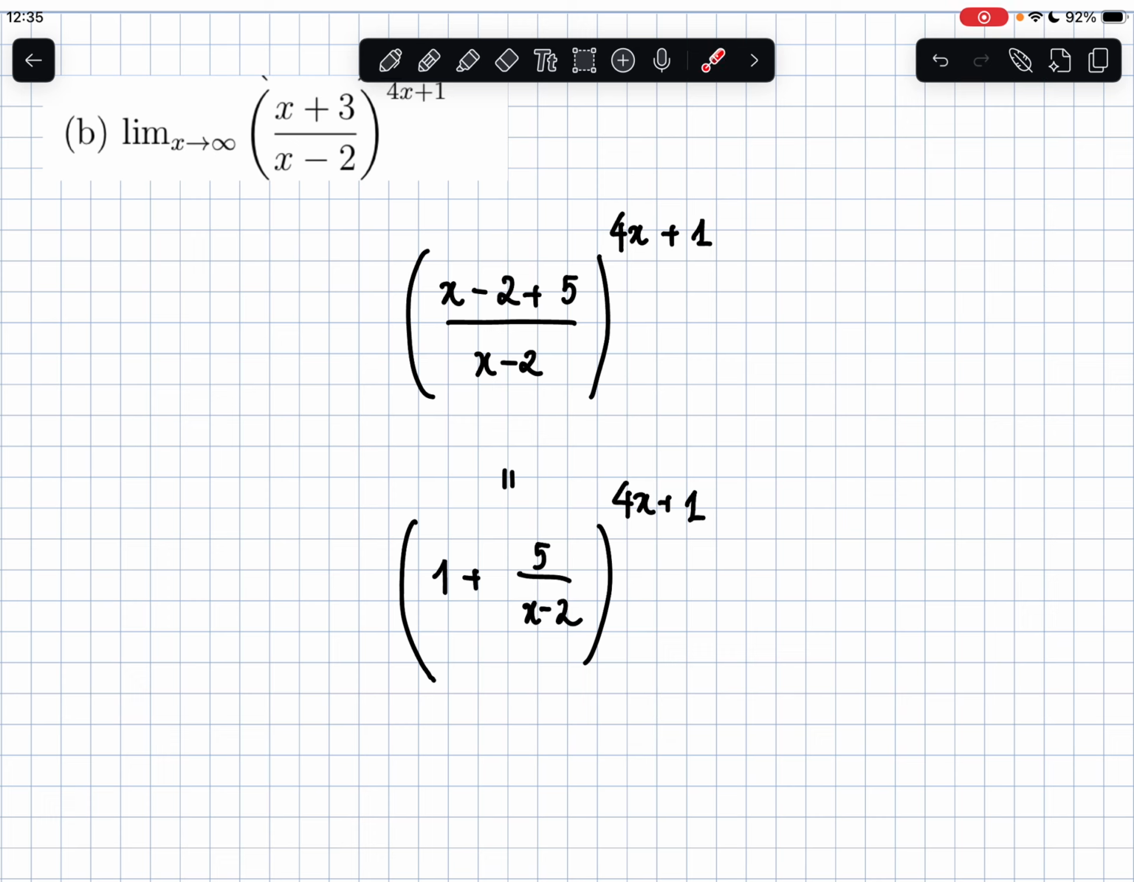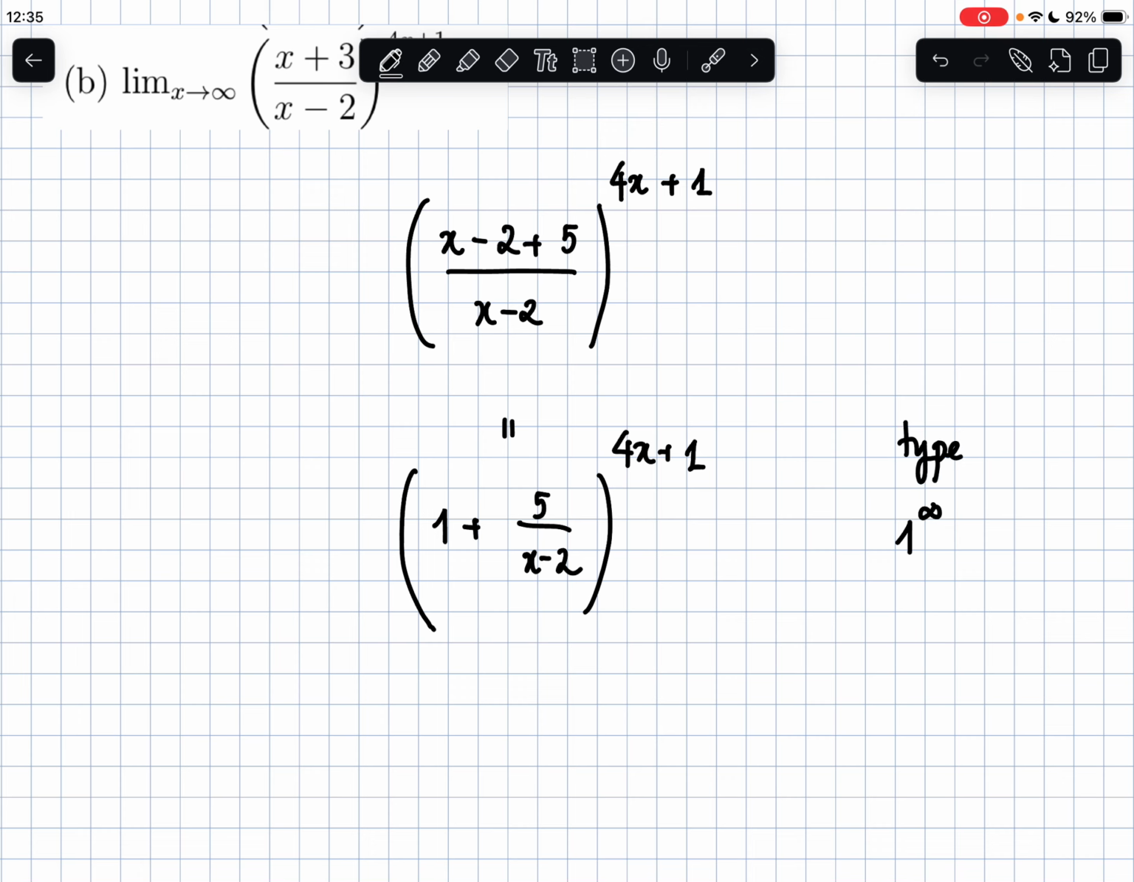You see that when x tends to infinity, this one tends to infinity. 5 divided by infinity, this one tends to 0. So the whole thing here is 1 to the power infinity. This one is 1 to the infinity.